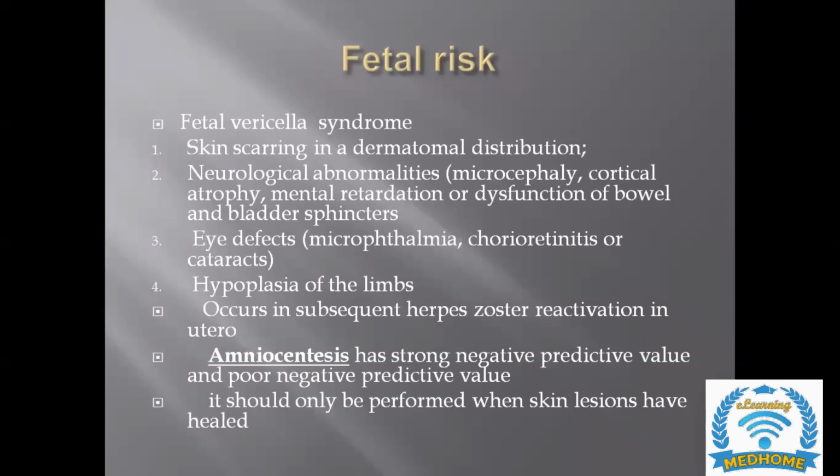If the baby has varicella, then these abnormalities can come: eye defects, microphthalmia, chorioretinitis or cataracts, and hypoplasia of the limbs. You need to remember only the major names: skin scarring, neurological abnormalities, eye defects, and hypoplasia of the limbs. In the exam, if you remember these 4 points, the scenario will be very clear to you.